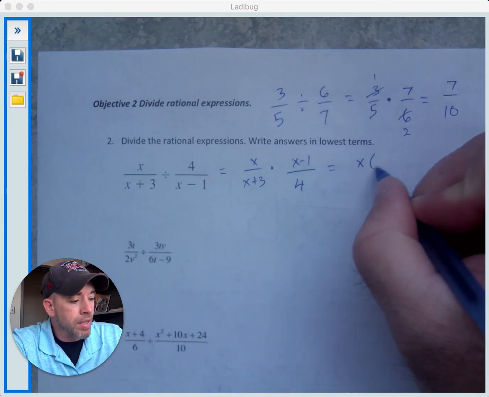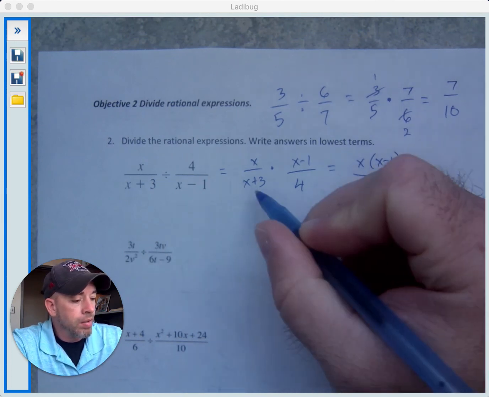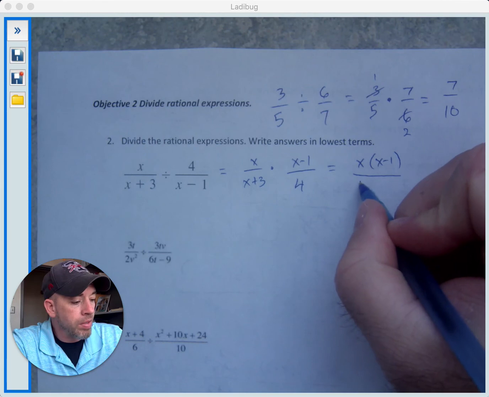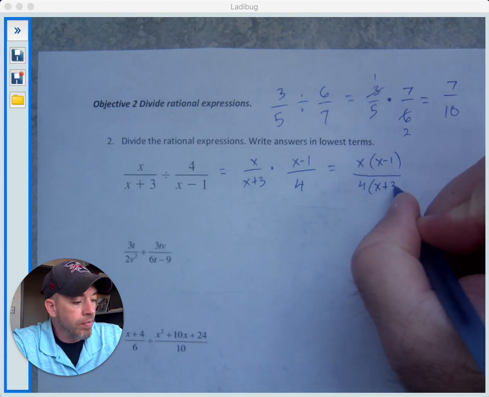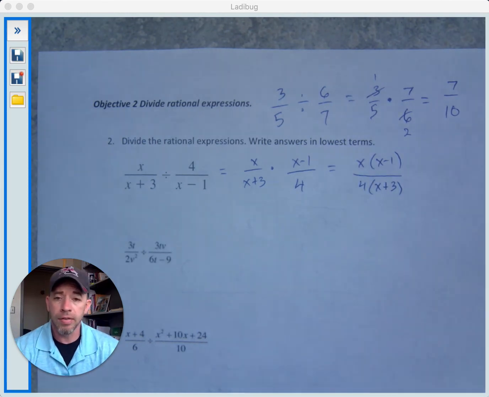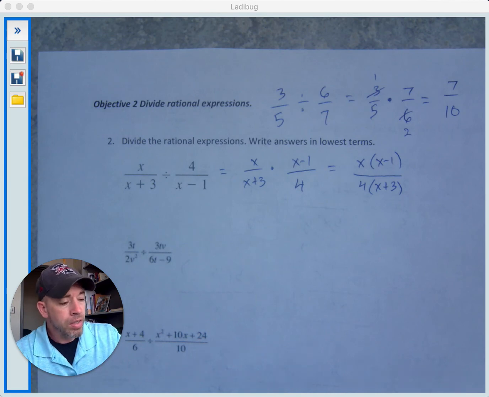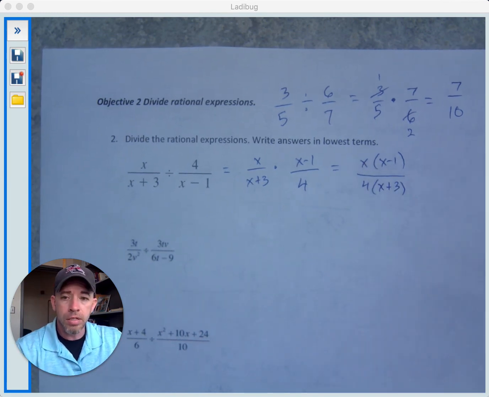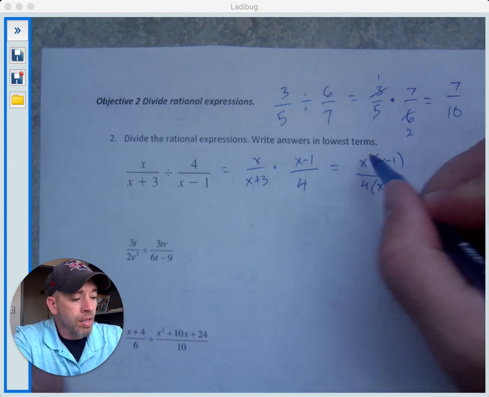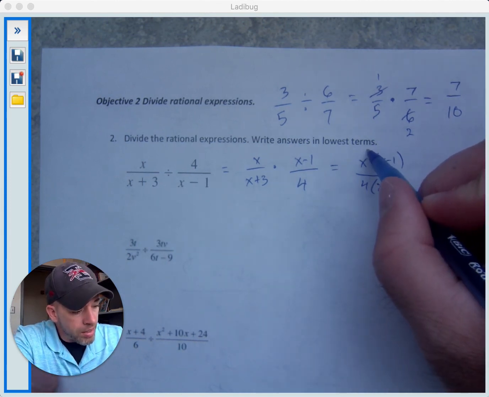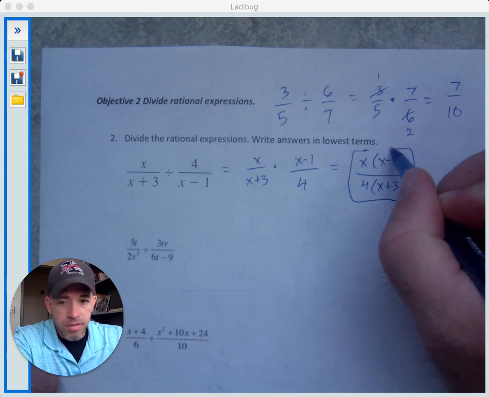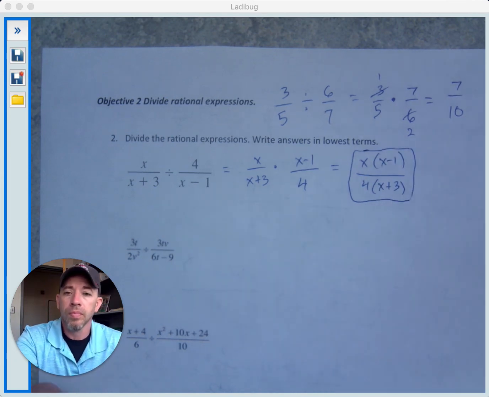x times x minus 1, over 4 times x plus 3. And I would just leave my answer like that in factored form. You could distribute these, but there's no need to. Okay? In fact, it might be useful later on in our lives to not distribute those. All right, let's look at the next one.